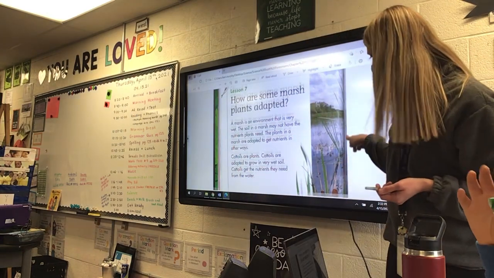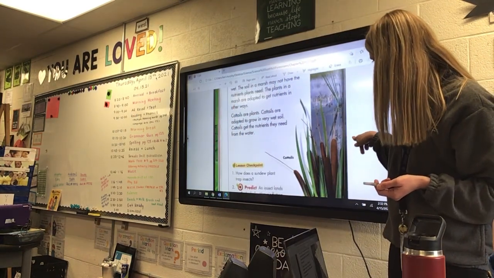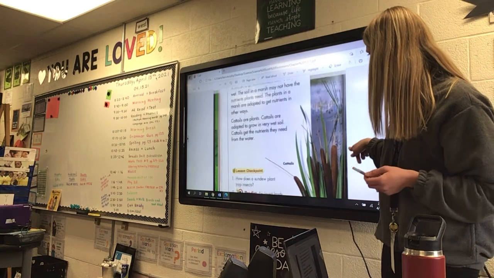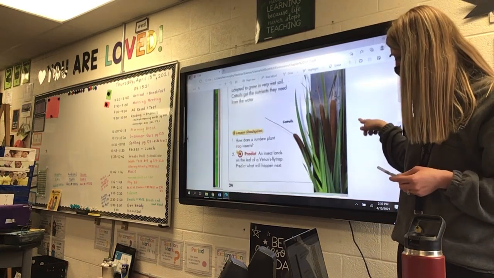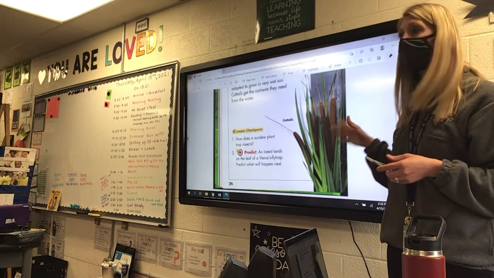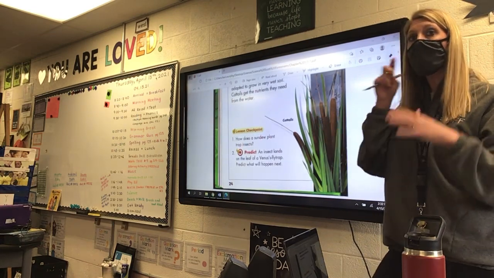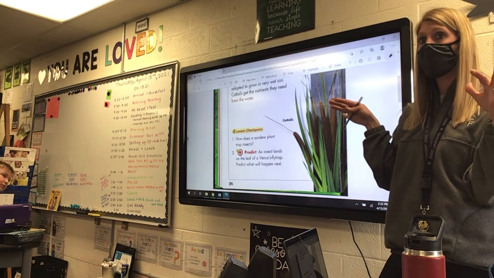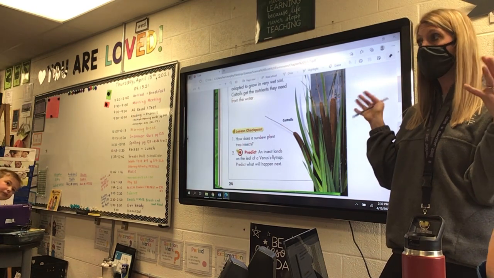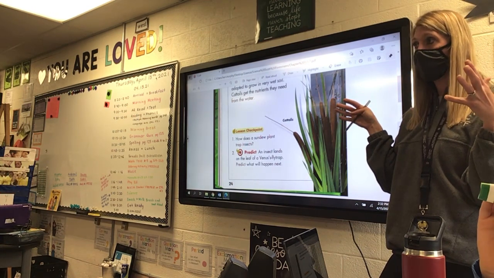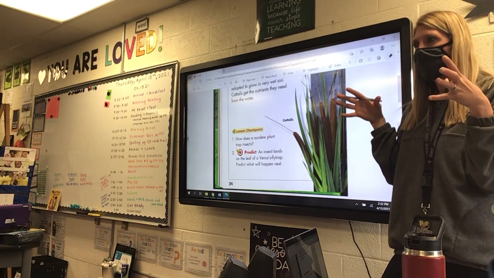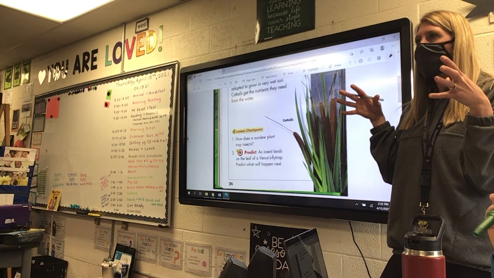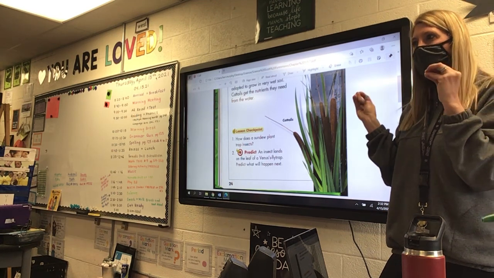So if you look over here, on the side of this page, there's a swamp. And maybe you have seen these plants near a swamp or a marsh. Now, around here, we do have swamps and marshes. And they're kind of like little ponds, but they're really not quite a pond.